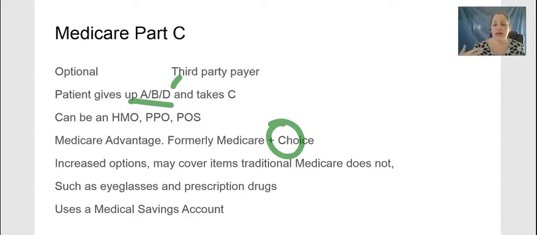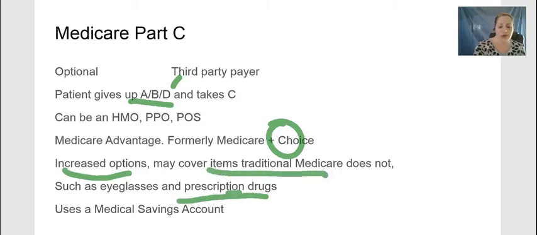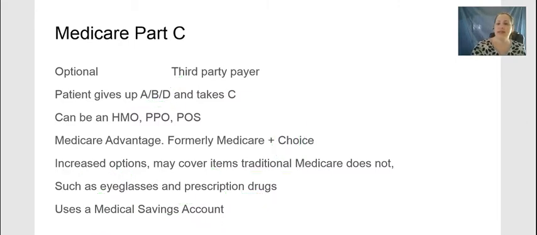Why would somebody want to give up their traditional AB and go to this? What are some of the reasons somebody would do that? Well, they have increased options. Sometimes they cover things Medicare doesn't. Medicare doesn't cover prescription drugs or glasses or hearing aids. Some of these Advantage plans do. They also allow the patient to use a medical savings account, which has a lot of tax advantages. So those are some of the main reasons somebody would do this.